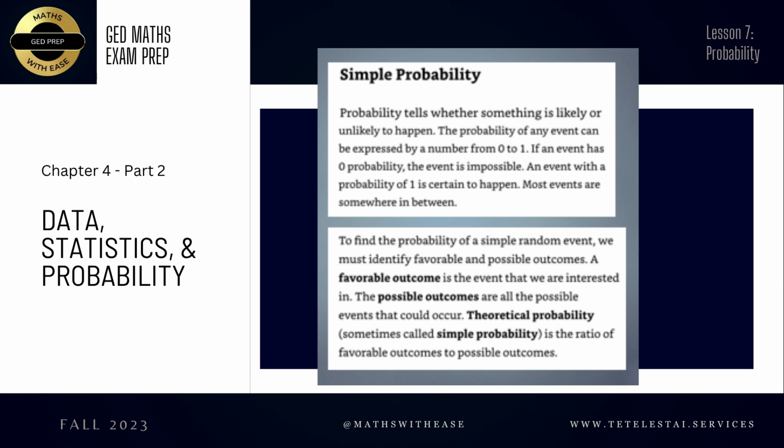So to find the probability of a simple random event, we must identify favorable and possible outcomes. A favorable outcome is the event that we are interested in, and the possible outcomes are all the possible events that could occur. Theoretical probability is sometimes called simple probability. It is essentially the ratio of favorable outcomes to possible outcomes.